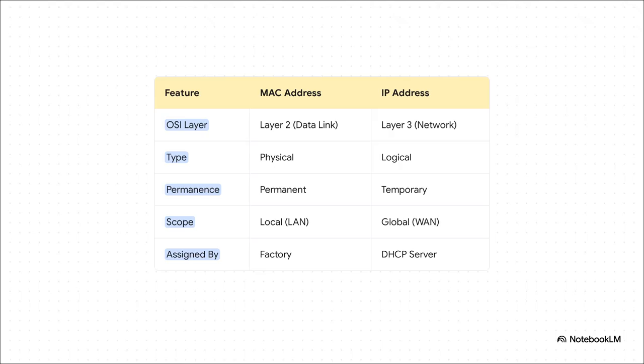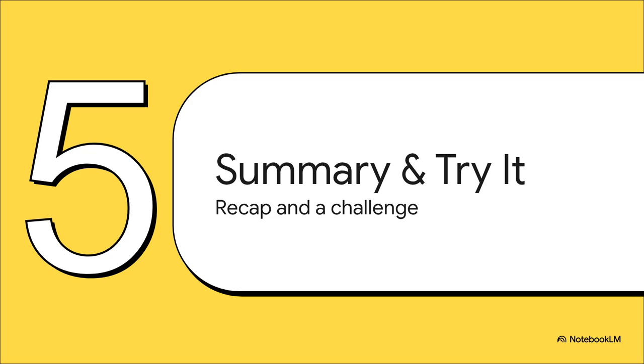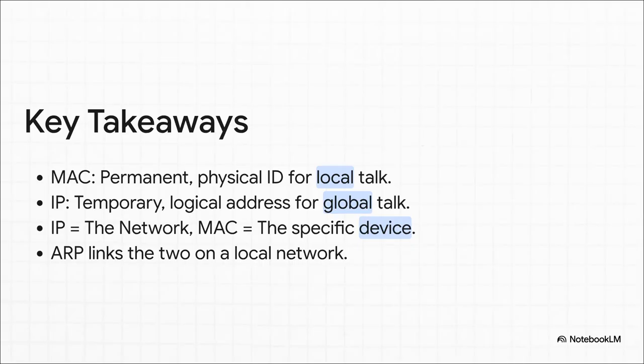All right, let's bring it all home with the key things you need to remember and a really simple exercise you can try right now on your own computer. So, if you remember anything, remember this. MAC is the permanent who, and it's used for local delivery. IP is the temporary where, and it's used for the global journey. Here's a great way to think about it. The IP address gets your letter to the right city, but it's the MAC address that gets it to the right mailbox on that specific street. And that ARP process we talked about, that's just the local directory that connects the two.